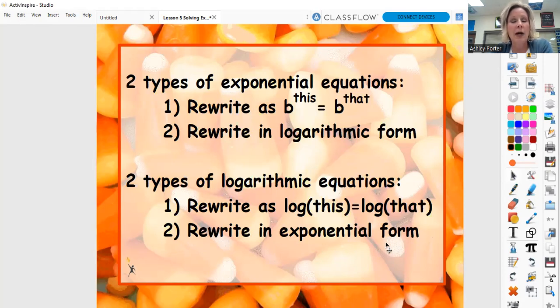So there are also 2 types of logarithmic equations. If you have logs only on both sides of the equation, you condense to a single log on both sides of the equation and write it log of this equals log of that. This is a little easier. If you determine that's not doable, then you go, okay, so this is a log equation that I've got to convert to exponential form. Now, let's work some examples.